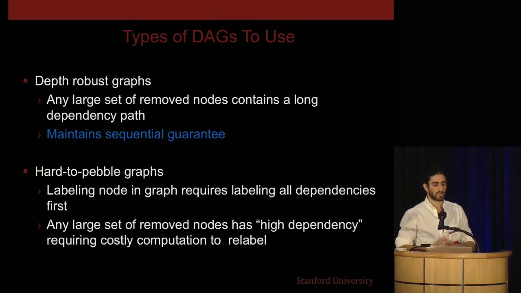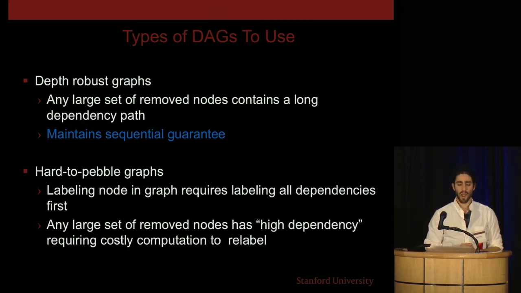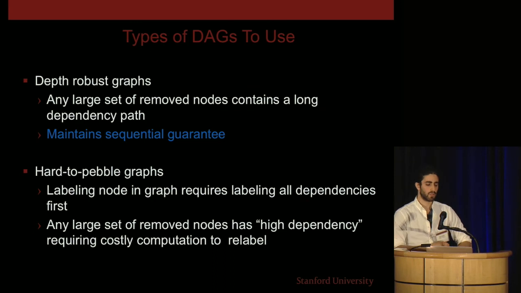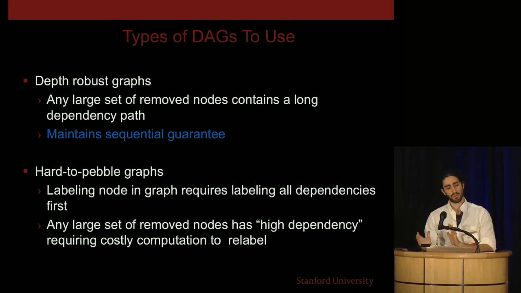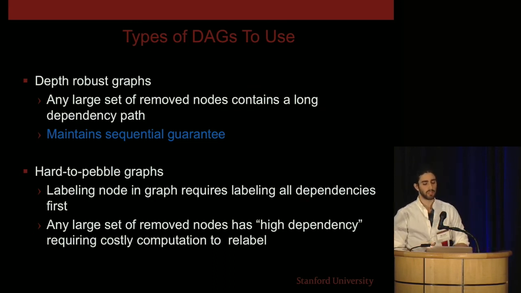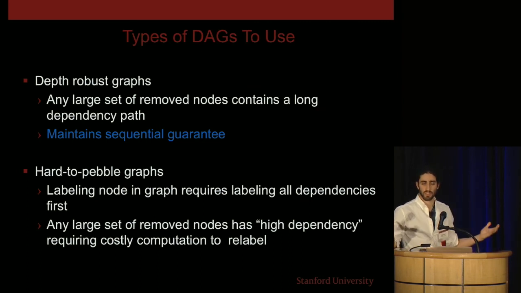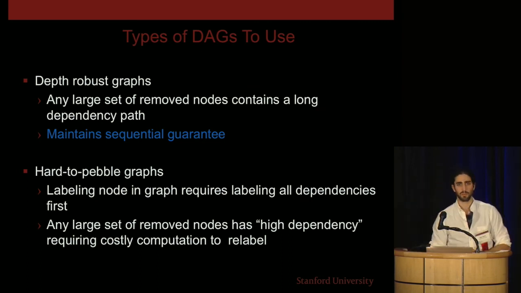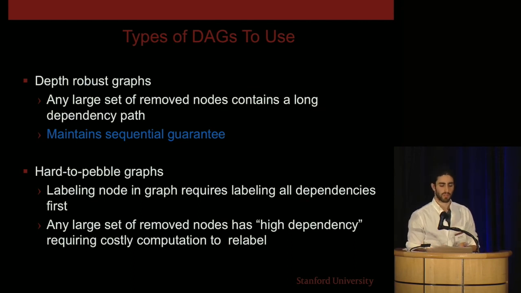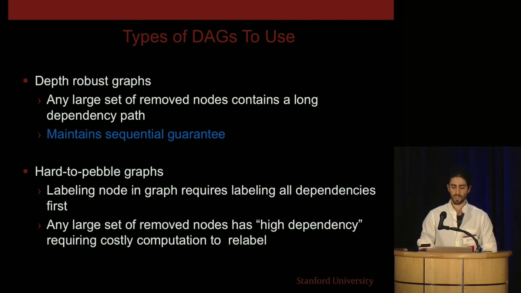The other types of graphs we can use are just more generally hard-to-pebble graphs. But if we were to go away from depth-robust graphs to just hard-to-pebble graphs, then we wouldn't necessarily maintain this sequential guarantee. There would be a perhaps large time-space trade-off for the adversary, but we wouldn't be able to maintain this unconditional property that within the allocated period of time, the server would not be able to pass the proof if they had deleted too many of the blocks.